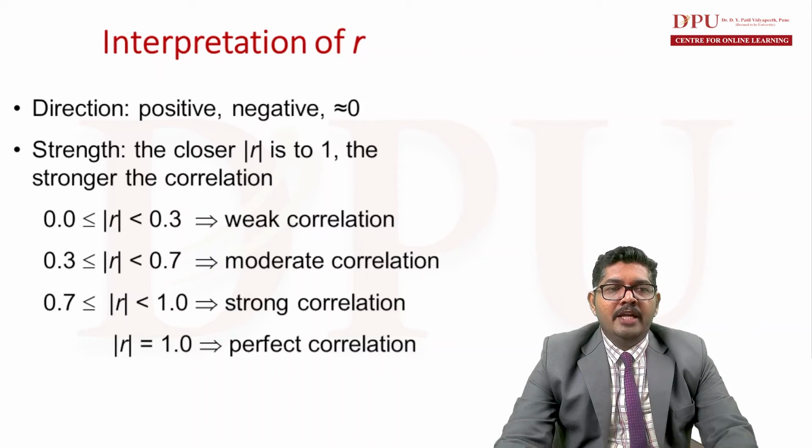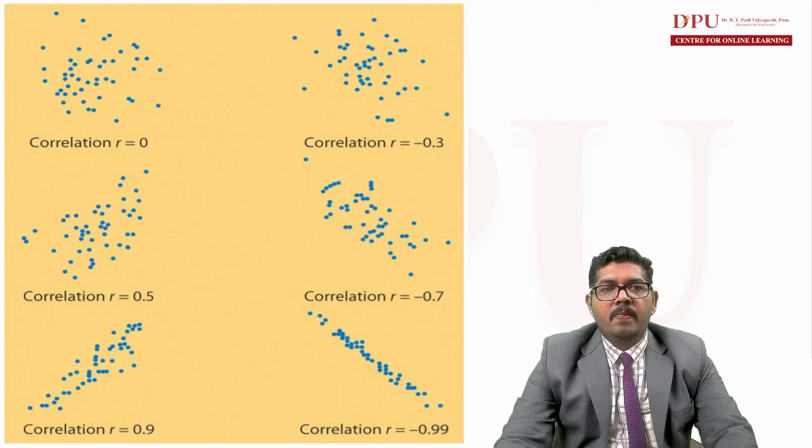If the modulus of R lies between 0.0 and 0.3, we say that there is a weak correlation. When the value of R lies between 0.3 and 0.7, we are taking only positive values, we can say that there is a moderate correlation, and when the value of R is between 0.7 and 1, we say that there is a strong correlation, and when the value of R is equal to 1, we can say that there is a perfect correlation. So from the positive values of R only, the modulus of R, we can judge whether there is a strong, weak, moderate or perfect correlation, and from the sign, whether it is negative or positive, we can judge whether the correlation is positive or negative.